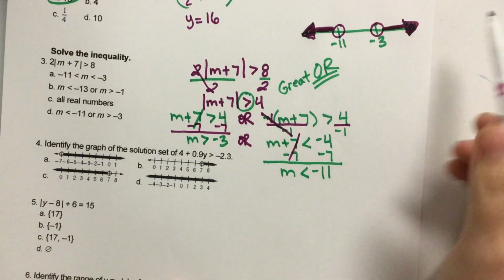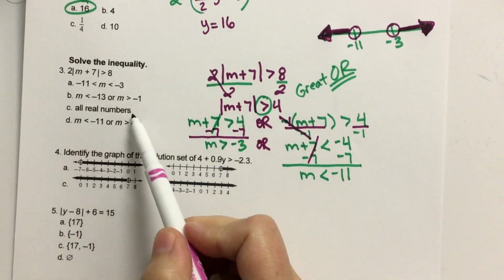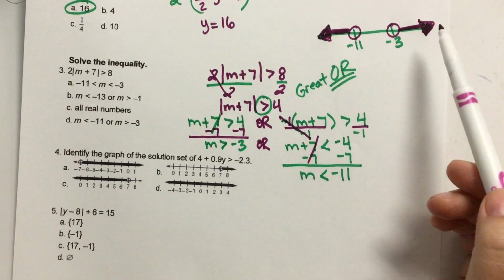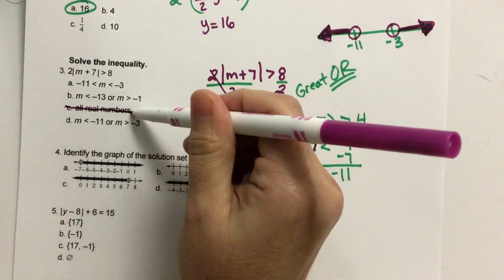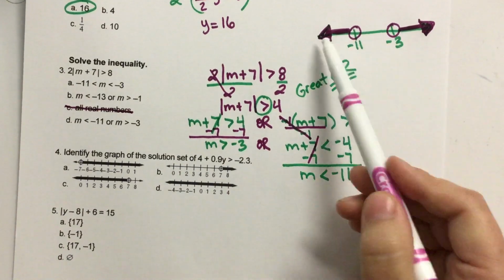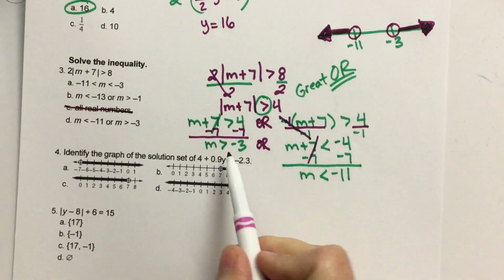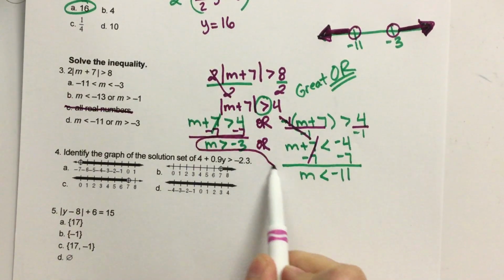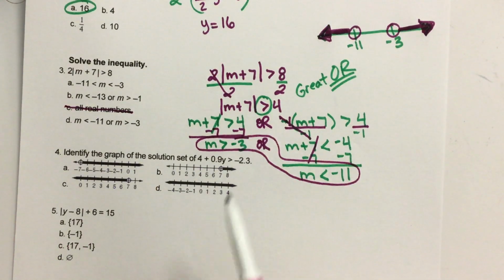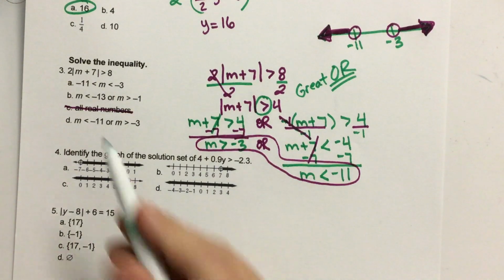Okay, if I would have ended up shading the whole number line, then that would have been all real numbers, but because I didn't end up shading the whole number line, then that is out. And there's nothing special that happens to this, so the answer is exactly what we see right here. And so if I look over here, where do you see it? Answer choice D.